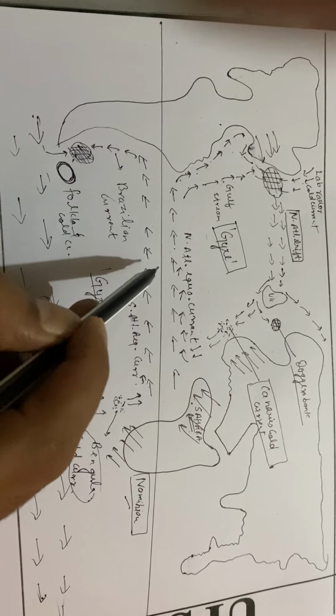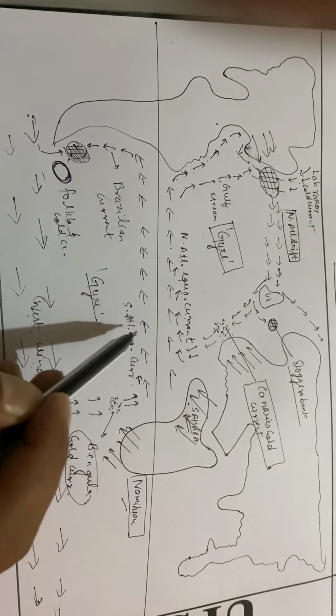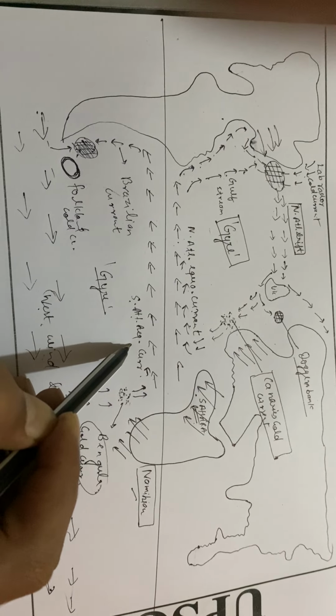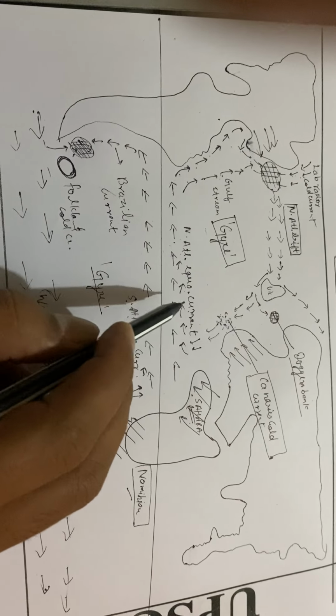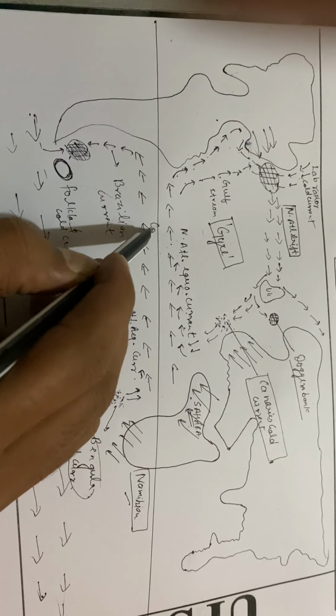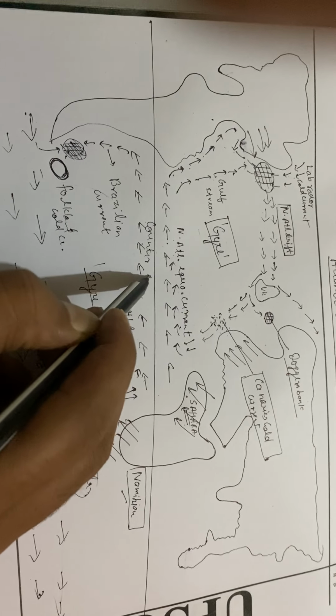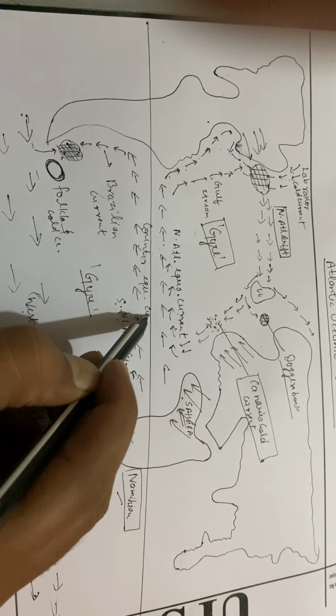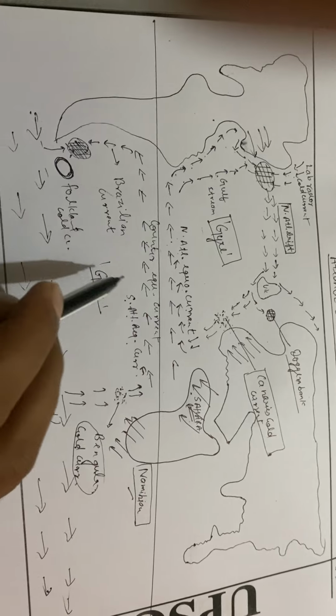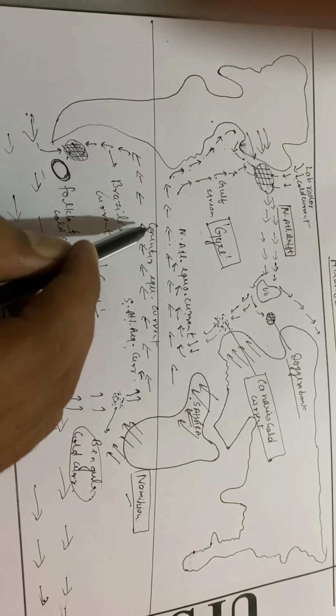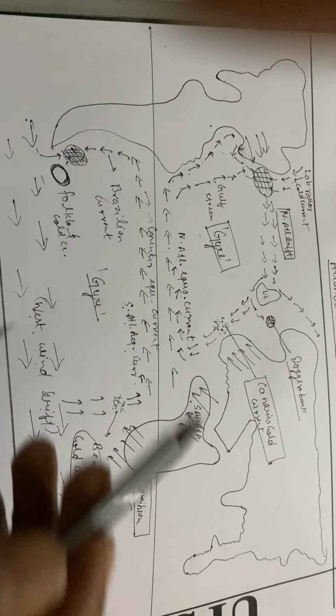Between the North Atlantic equatorial current and the South Atlantic equatorial current, you will find a counter equatorial current. Counter equatorial current is a very, very important current. Counter is nothing but opposite current.